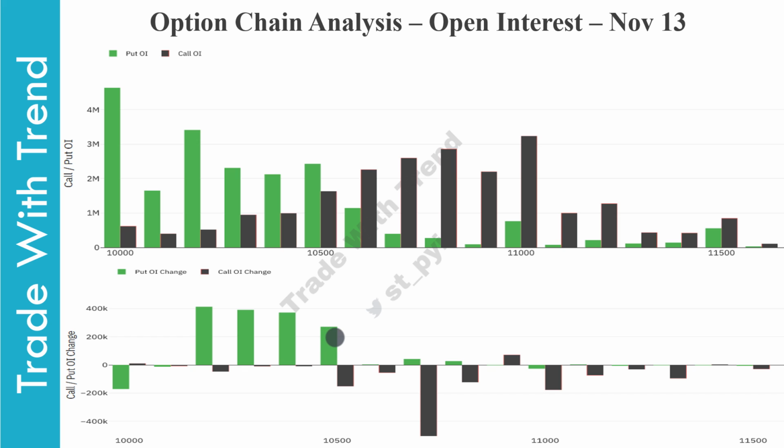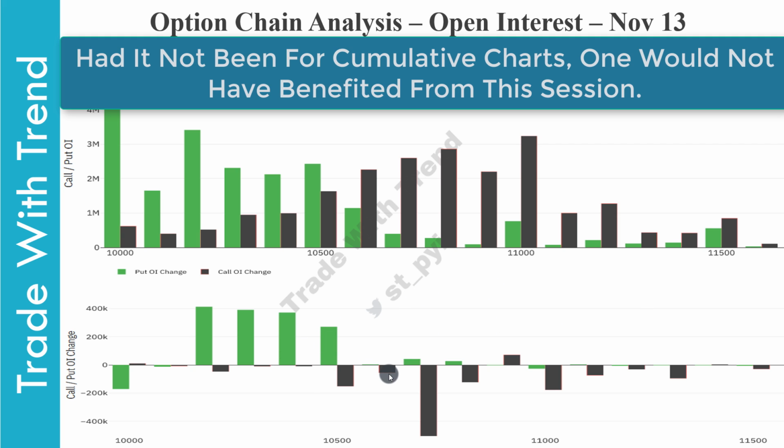Open interest reduction was mainly seen at 10,500 call option, 10,600 call option, 10,700 call option and at 11,000 call option. So had it again not been for the concept of cumulative open interest chain chart, one would have assumed that the previous session, that is November 12th, would be extremely negative for the market, and they would have been whipsawed today considering how bullish this November 13th session looks.